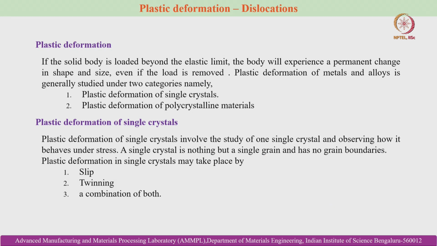Okay. So, plastic deformation: if a solid body is loaded beyond the elastic limit, the body will experience a permanent change. This generally happens beyond the yield limit, I mean the yield stress of that particular material. So basically, plastic deformation can be defined as deformation which cannot be retrieved. The material which undergoes plastic deformation cannot come back to its original shape when the load is removed; even after unloading, the material assumes a permanent deformation, and that is why it can be stated that it has deformed plastically.